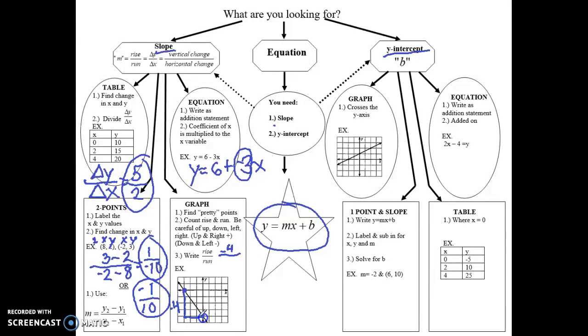And then I will go right 3. So my slope is -4/3. Make sure that you remember that left and down are negative directions and up and right are positive directions.